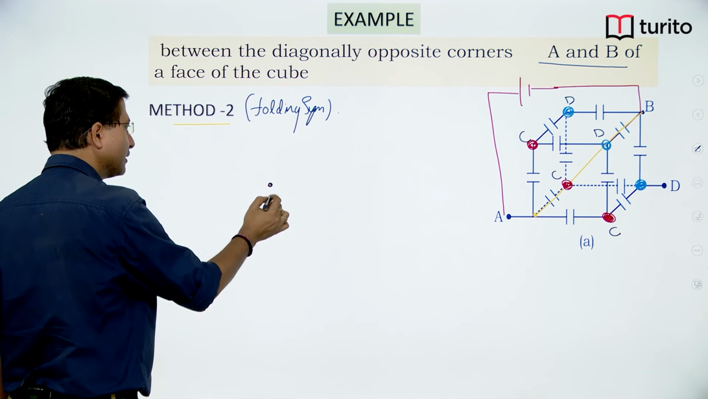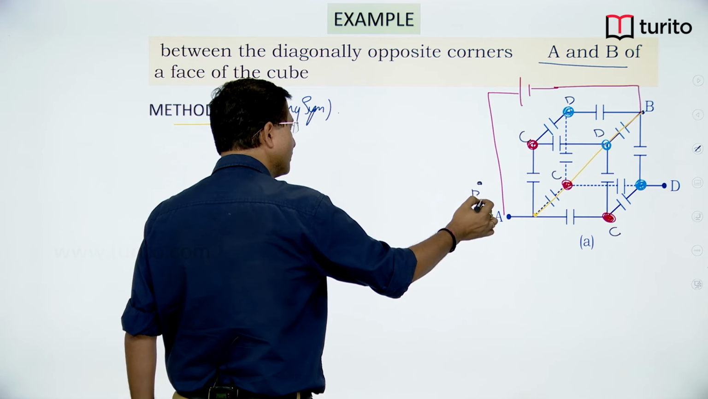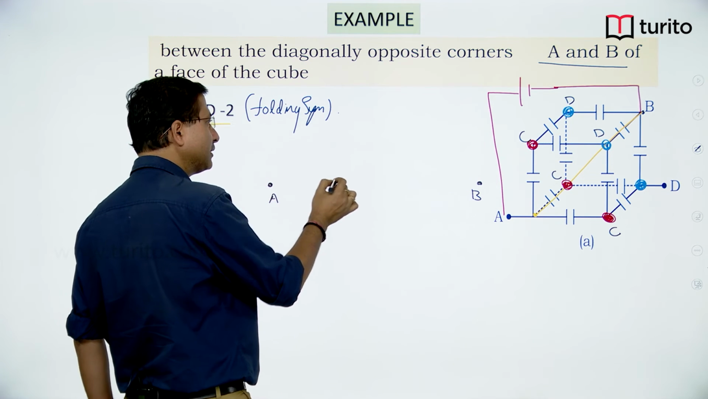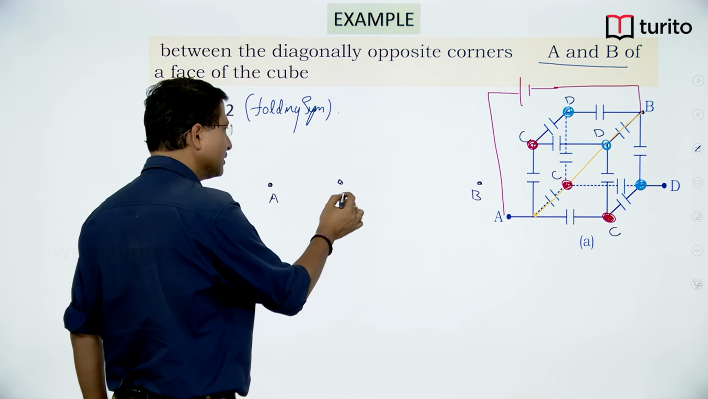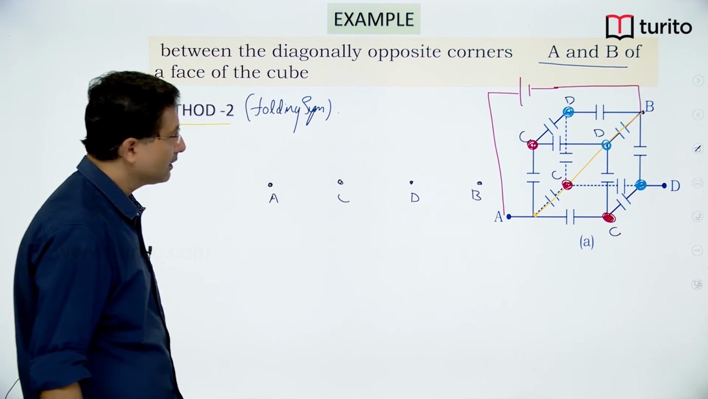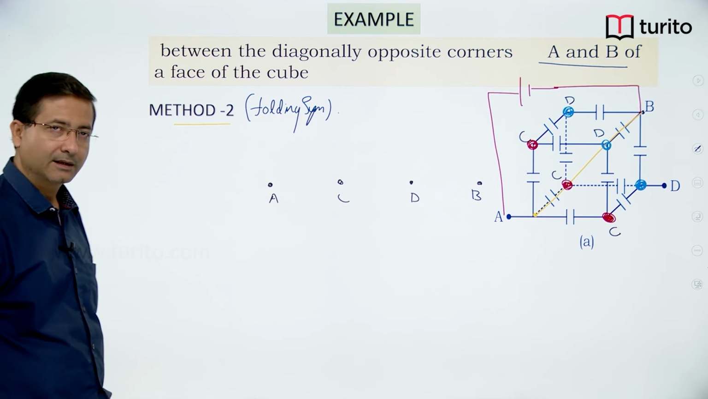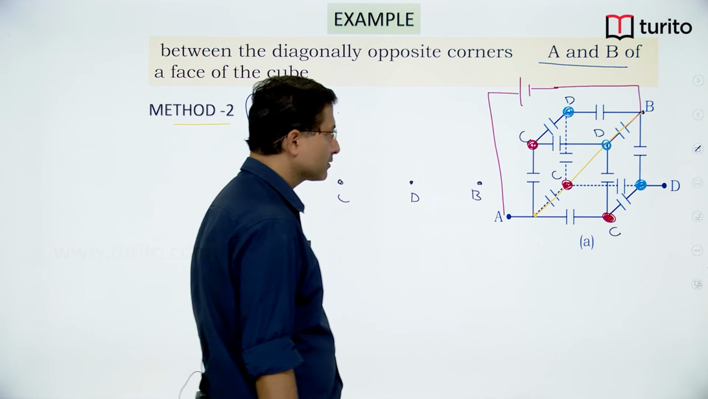So, A to B, intermediate terminal C and then D, right. So, all 4 junctions we have drawn and then we start connecting capacitors, right.